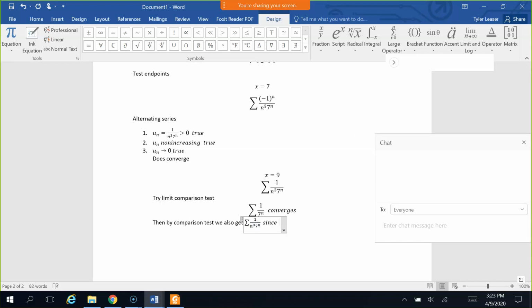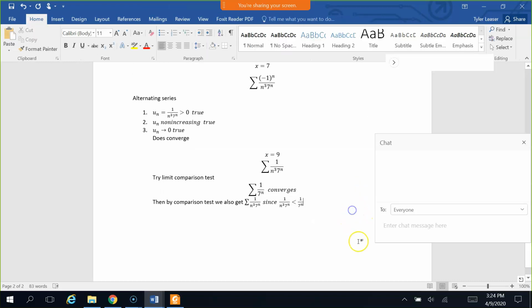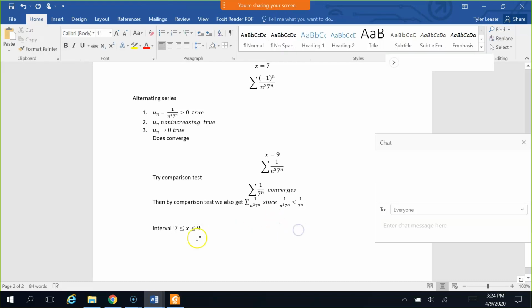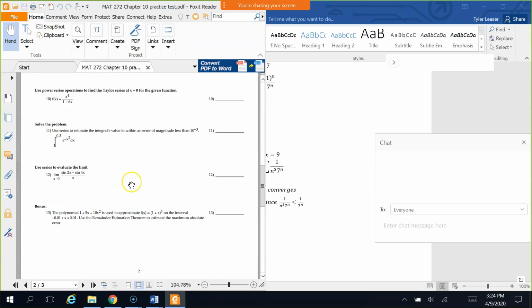Since we get that 1 over n cubed 7 to the n is always going to be less than 1 over 7 to the n. I said limit comparison test, but I think this is just the regular comparison test, not the limit one. The point, though, is that when x equals 9, we also get convergence. So therefore, my interval should be 7 less than or equal to x less than or equal to 9. I hope anyway. Let's see what the thing says.